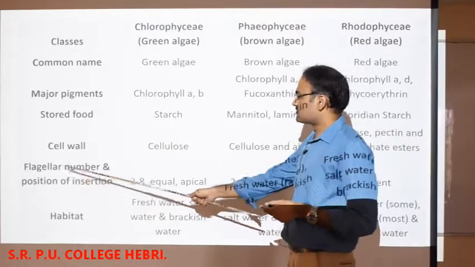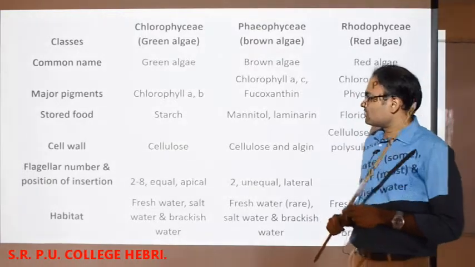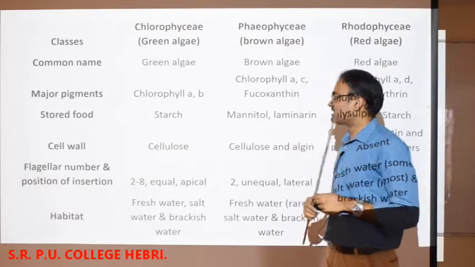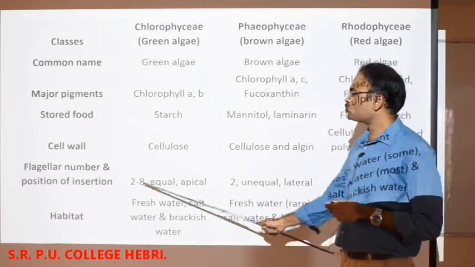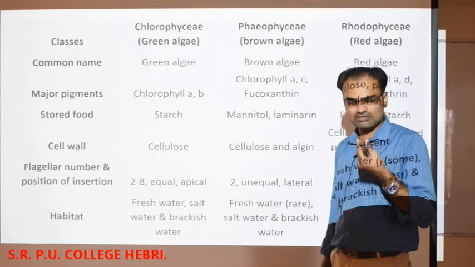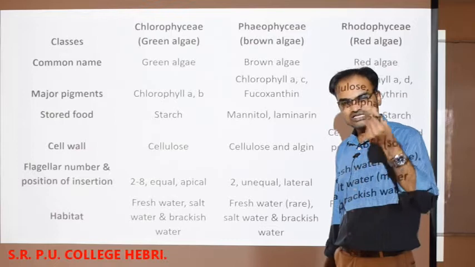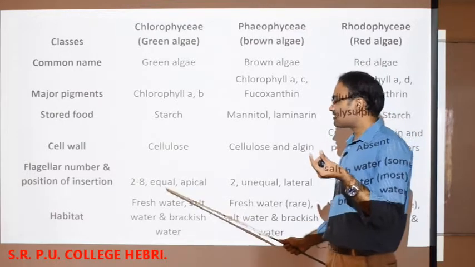Next character is flagellar number and position of insertion. What is the number of flagella and what is the position of those flagella. In case of green algae, we can observe flagella from 2 to 8. That means some organisms possess 2 flagella, some 4, some 6 and some 8, 2 to 8, and they are equal.